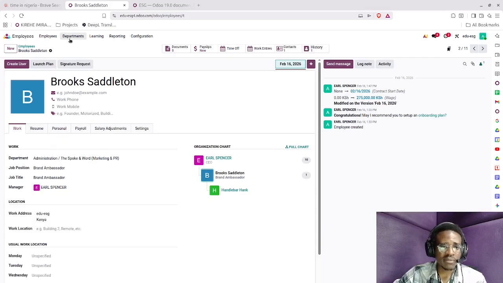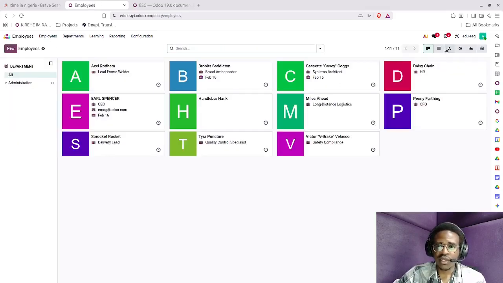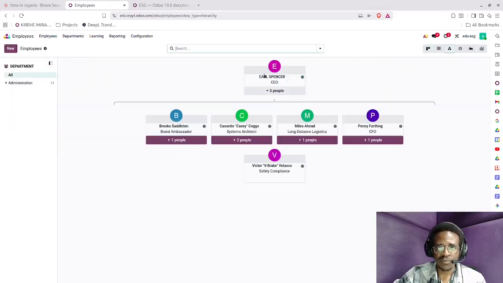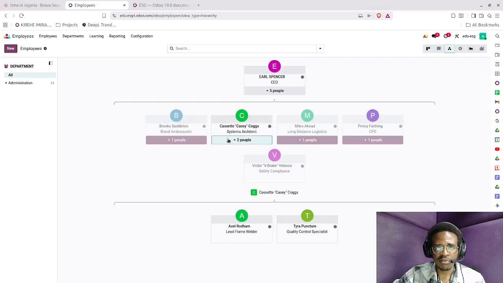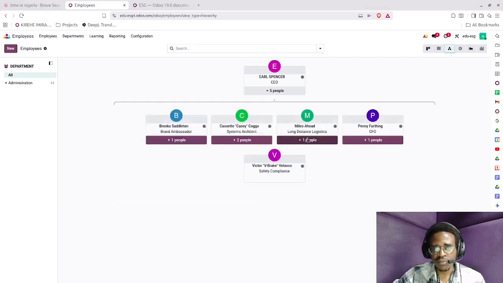I just want to see my structure, so I can go to employees and I can just look at the hierarchy. So this person is a CEO, and under him are how many people? 5 people. And then this is our brand ambassador. Under him is 1 person, under him is 2 persons, under this person 1 person, under this person 1 person, and this person is not anyone's manager.